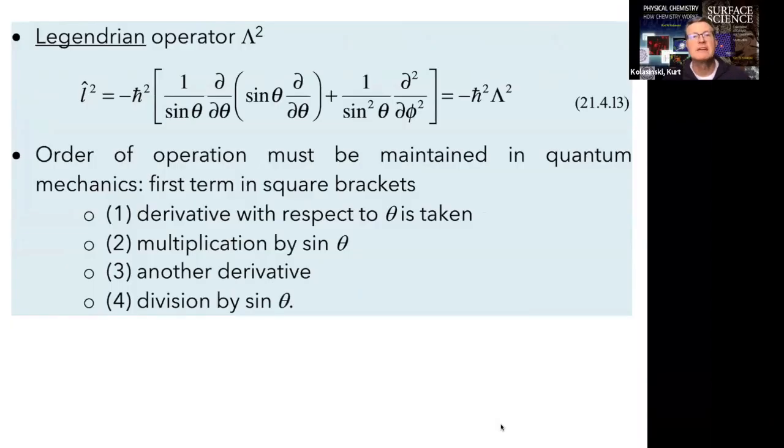Now, remember, in quantum mechanics, the order of operation is important. So if we're looking at this term over here, right, what do we have to do? First, when you take this term and you're going to operate on a wave function, first you take the derivative with respect to theta. Then you'll multiply by sine theta. Then again, you take the derivative with respect to theta before dividing through by sine theta. All right, so you have your wave function out here. You're going to operate from left to right. You do this one first, next, next, next. Always make sure order of operation is important when doing operator algebra.